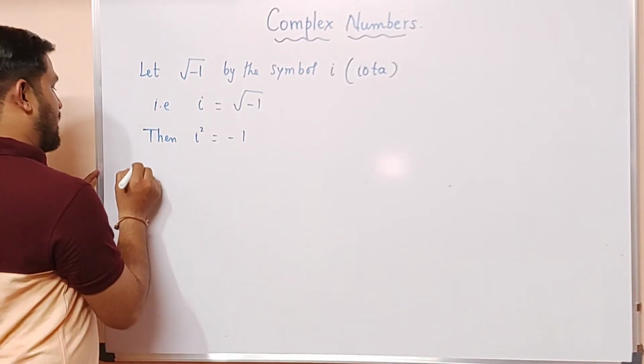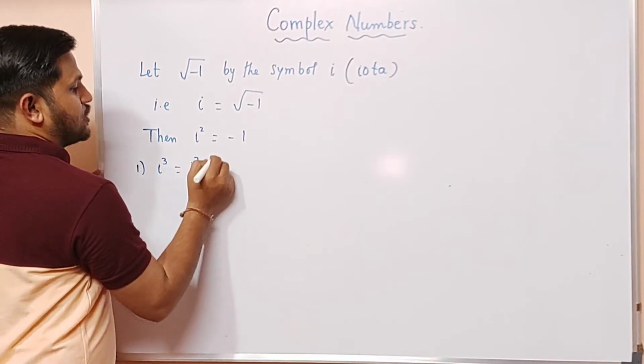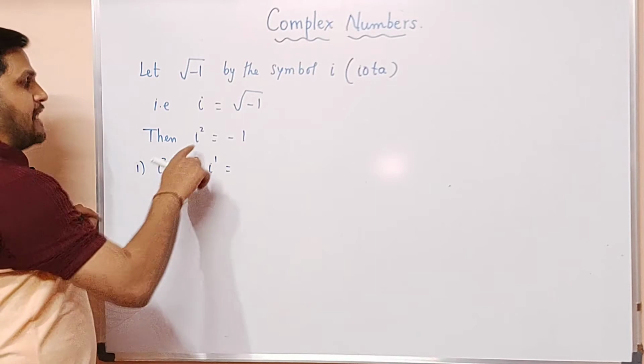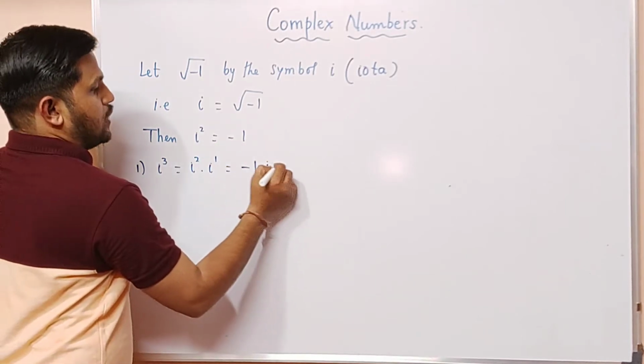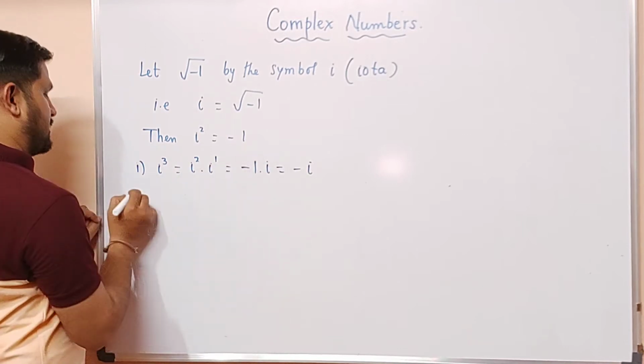So let us quickly find out what is i cube. So I can write it as i square into i power 1. i square is minus 1 into i. So this is minus i. So i cube is minus i.